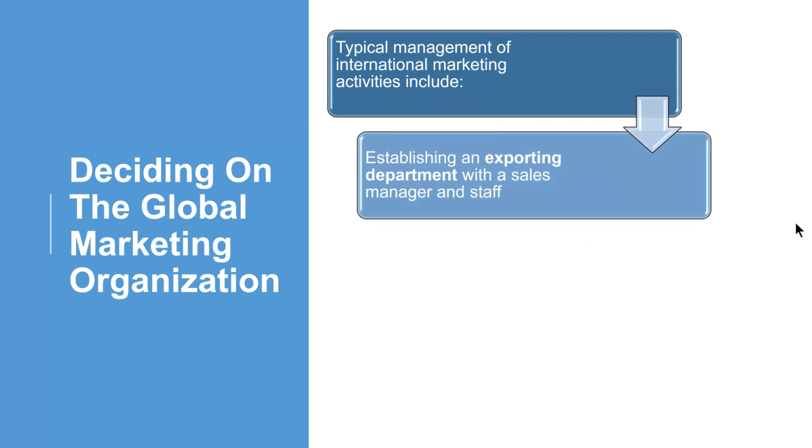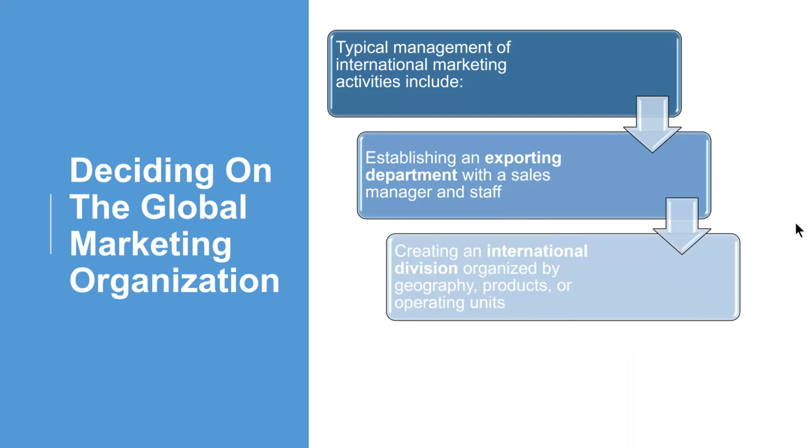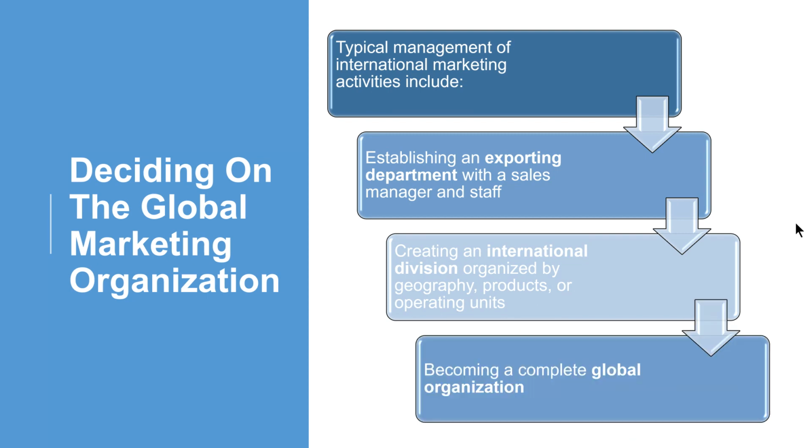What are the activities? Are they going to be establishing an exporting department with a sales manager and staff? Are you going to have an actual department there that exports and manages that whole process? Are you going to create an international division based on geography, products, or operating units? So you're actually going to have something in that country that manages that. Or you could have an exporting or international division in the United States that manages all the marketing by location. Or are you going to have a complete global organization?